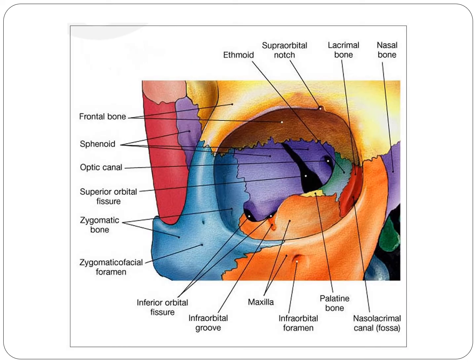So you can see inside the orbit there are a lot of bones. Zygomatic bone, attached to the zygomatic bone, maxillary bone, palatal bone. The palatal bone is a yellowish bone we can see between the ethmoid and the maxillary bone, lacrimal bone, nasal bone, then superior orbital fissure, infraorbital fissure, sphenoid, like that.